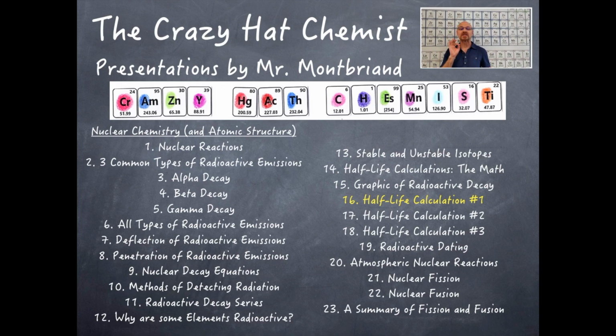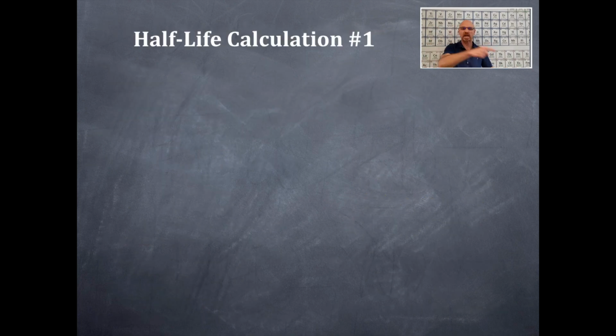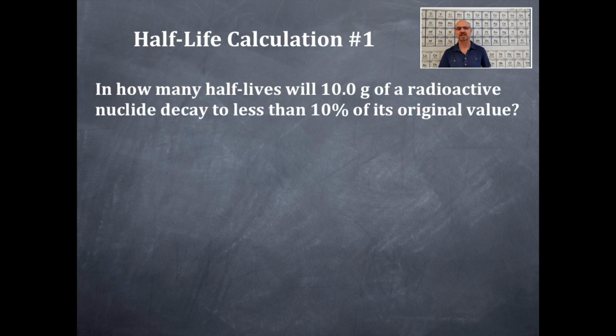So today we're doing the 16th video on nuclear chemistry, and we're finally going to do some half-life calculations. So let's get started. Bam! So half-life calculation number 1. So let's check this out. In how many half-lives will 10.0 grams of a radioactive nucleotide decay to less than 10% of its original value?